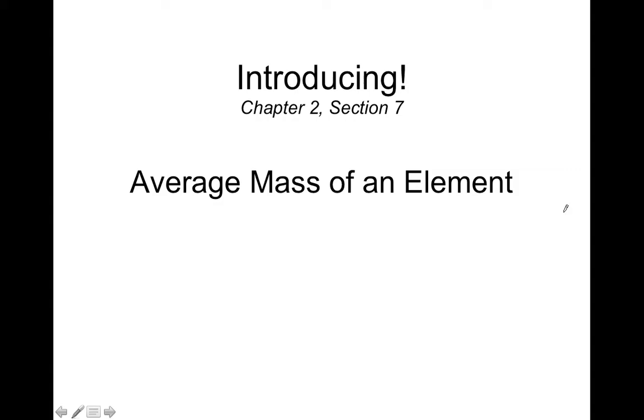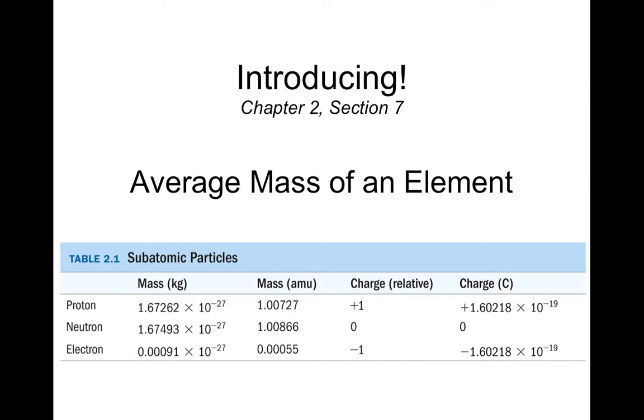Okay, so we're going to look at the average mass of an element in Chapter 2, Section 7. Before I do, let's think about what we mean by that. The average mass of an element. So let's go back to Table 2.1, and think about the average mass of these particular particles. I wouldn't say average because all protons weigh about 1.00727. Can you see that from where you're sitting?